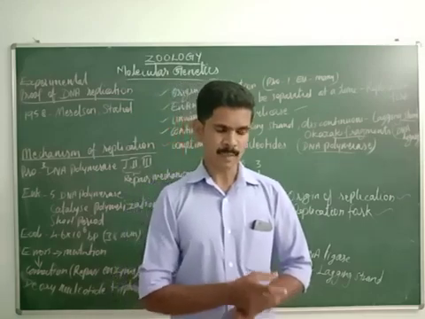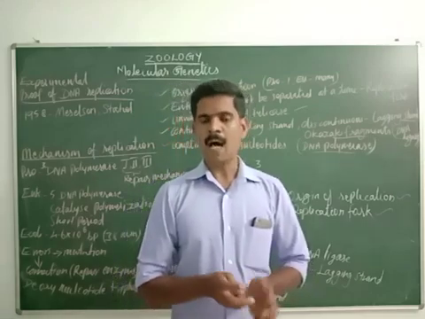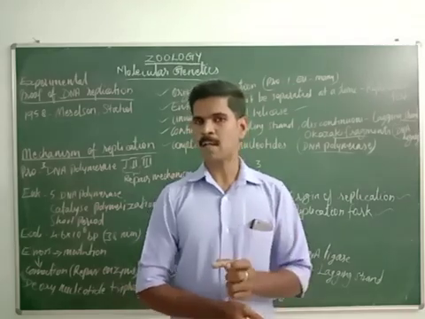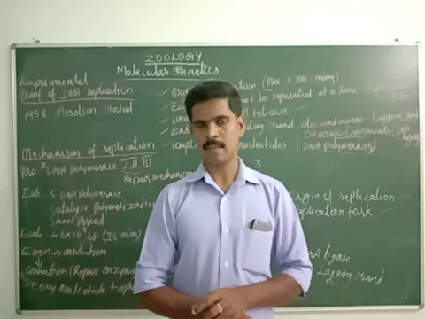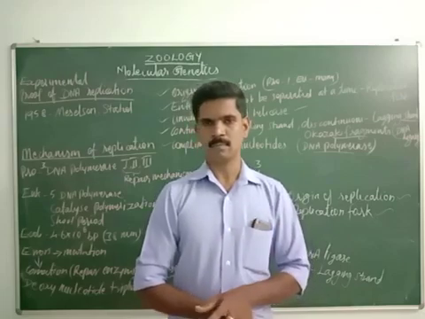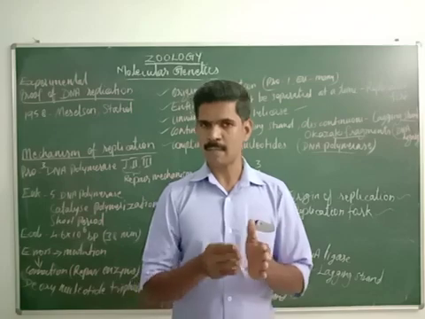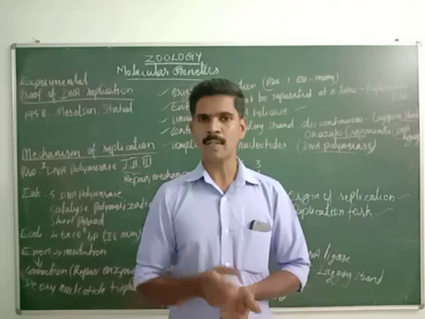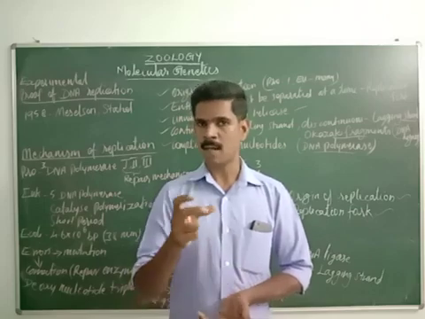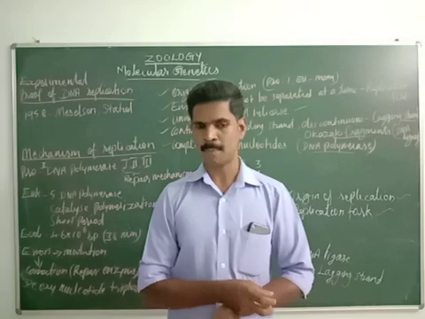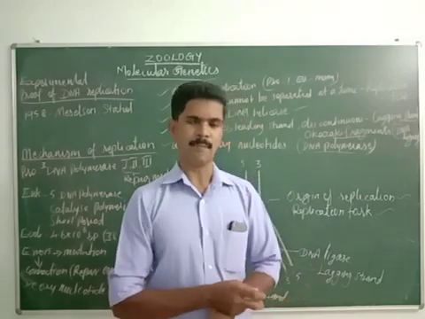Then the next point is the RNA primer. I told you that mostly a small piece of RNA is used as a primer. Then the RNA primer is removed. When the replication process is moving continuously, in the final step the RNA primers are also removed from the DNA.